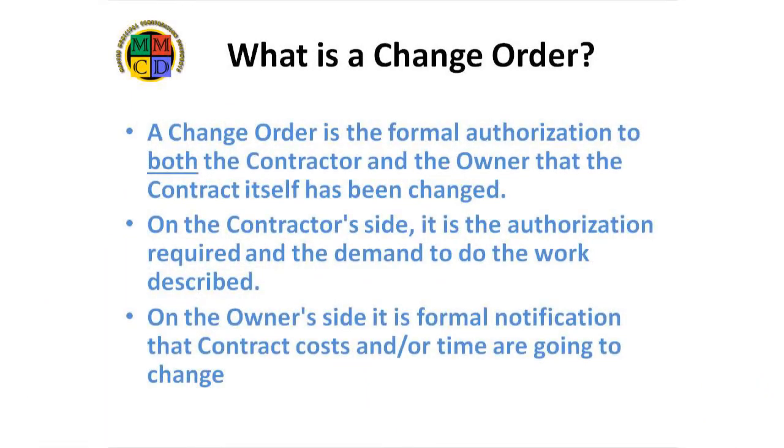A change order is the formal authorization to both the contractor and the owner that the contract itself has been changed. On the contractor's side, it is the authorization required to do the work described. In fact, it's the demand that the work be done. Once a change order is issued, the contractor has no choice but to immediately comply whether or not the contractor wishes to do so. On the owner's side, it is formal notification that the contract costs are going to change and that the project completion date may change too.